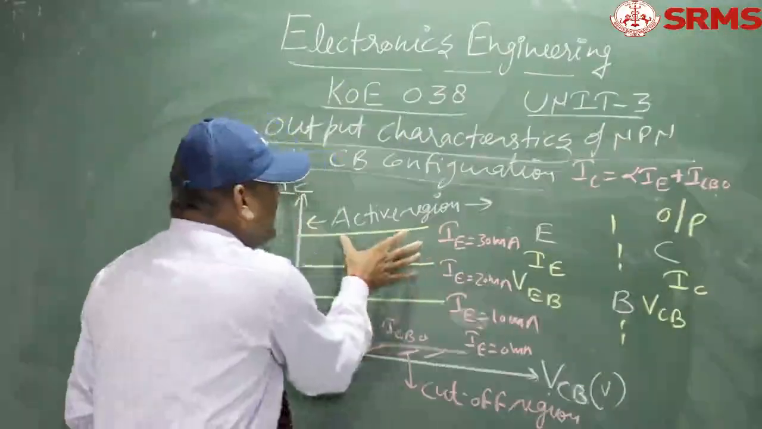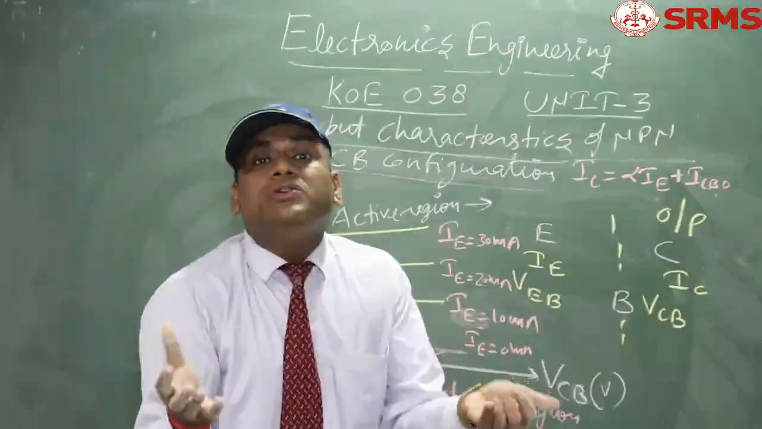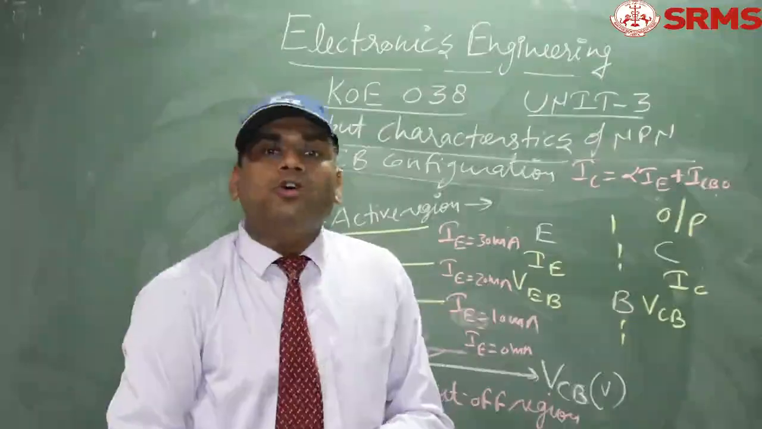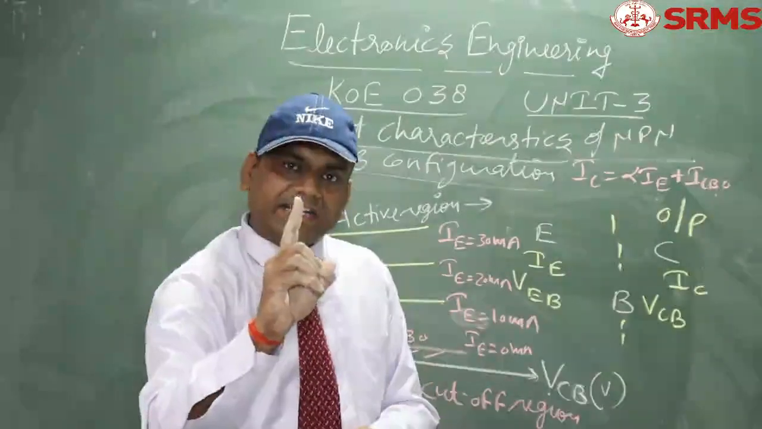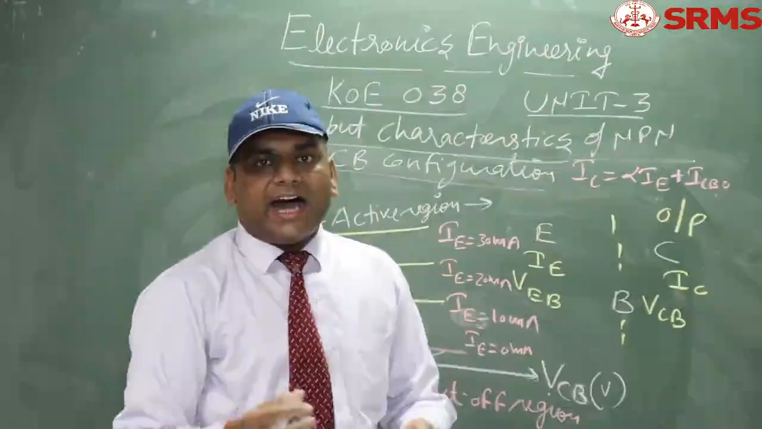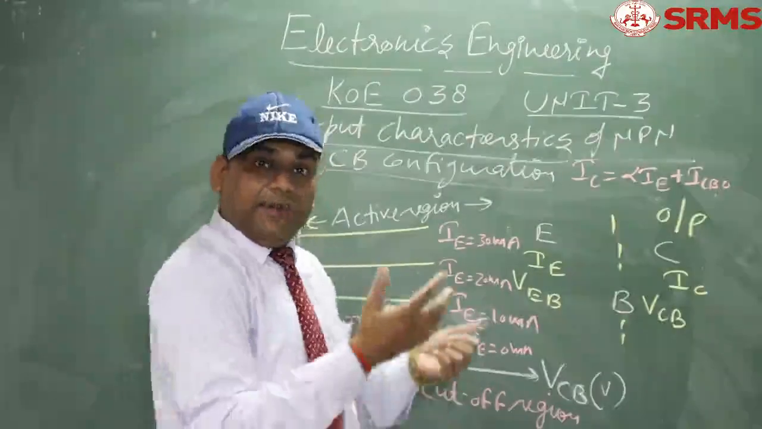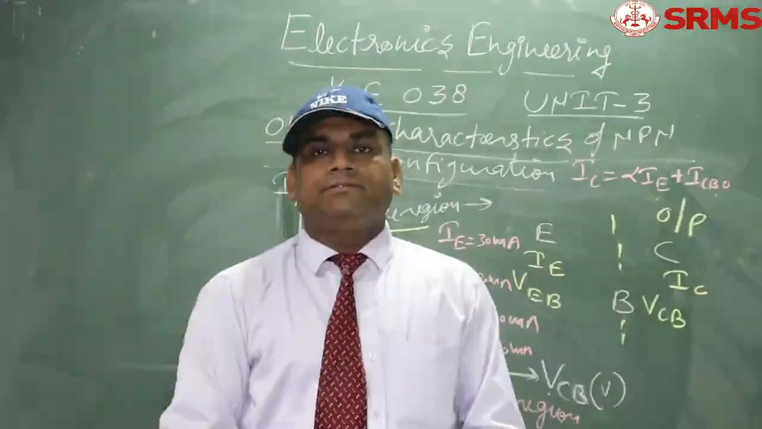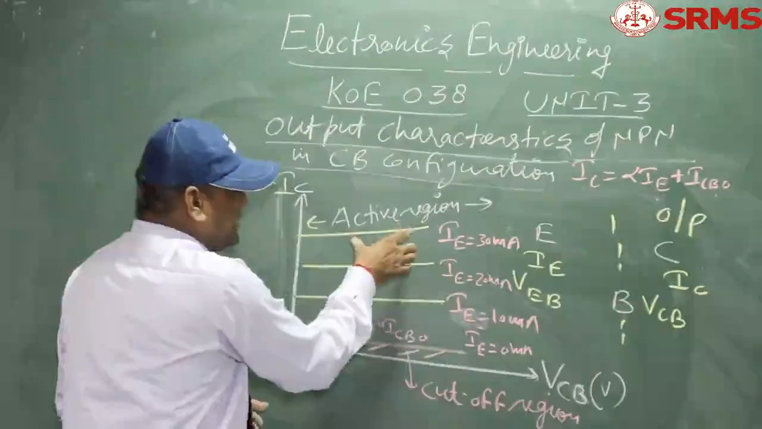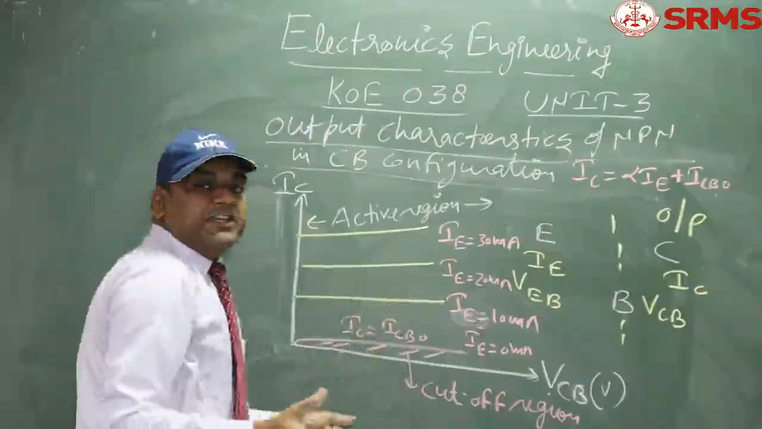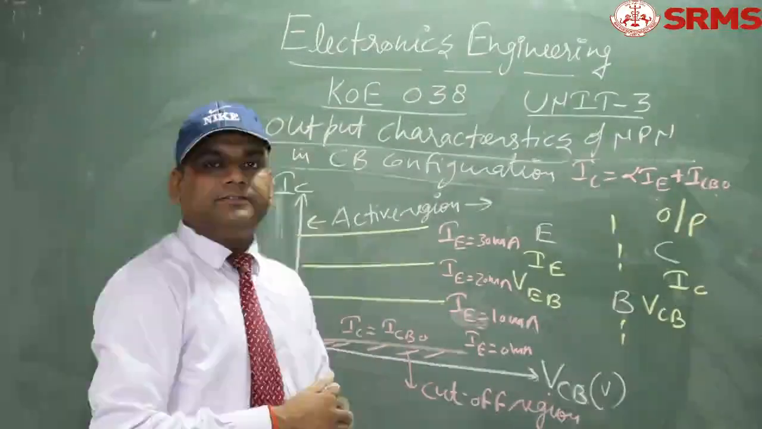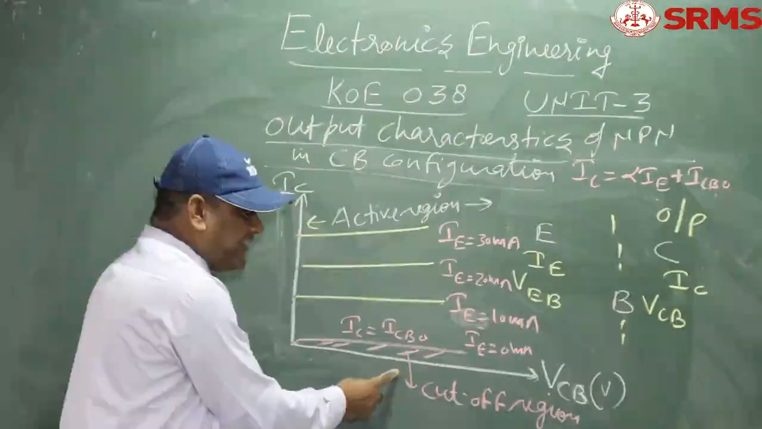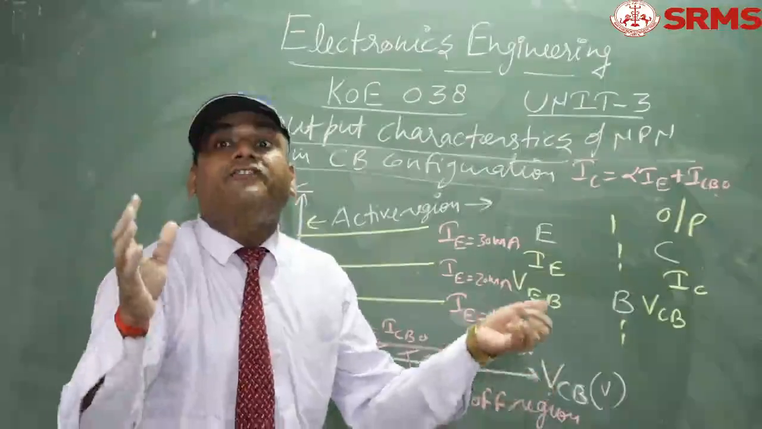So in the active region, the transistor can be used as a constant current source. If input current is 1 milliampere, output current is also 1 milliampere. If input current is 2 milliampere, output current is also 2 milliampere. So in the active region, the transistor is used as an amplifier. In the cutoff region, the transistor is used as an off switch.